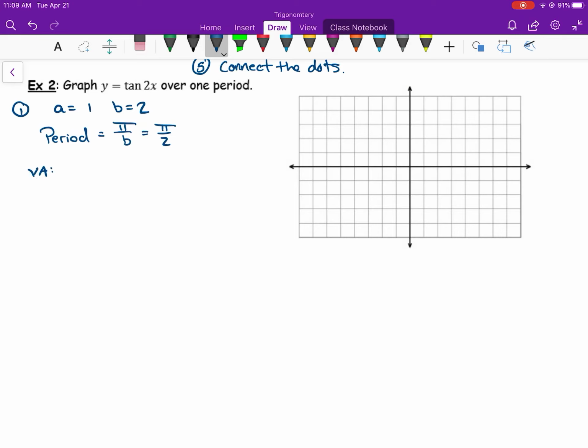Now we'll find our vertical asymptotes. So my left vertical asymptote, bx equals negative pi over 2. Right vertical asymptote, bx equals pi over 2. Alright, so my value of b is 2 here, so I'm going to substitute that in. Alright, so I'll have to divide by 2.